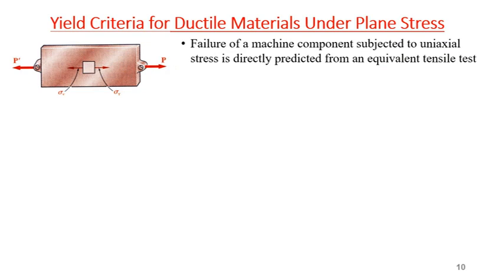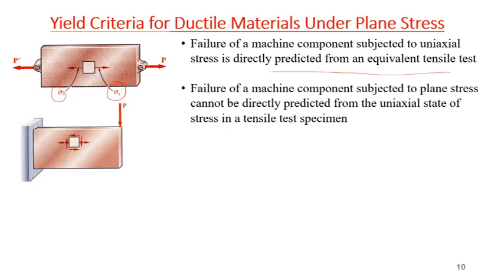So for example, under uniaxial load, we simply know that the yielding will start when sigma is equal to sigma y, right? Failure of machine components subject to uniaxial stress is directly predicted by the equivalent tensile test. But if we have, let's suppose, a transverse load, now in this case we have shear stresses as well. So a machine component subjected to plane stress cannot be directly predicted from the uniaxial state of stress, the tensile test. So we need some criteria.